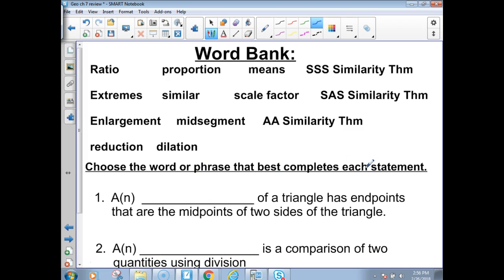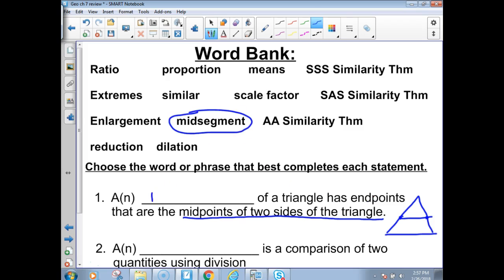Choose the word or phrase that best completes each statement. A blank of a triangle has endpoints that are midpoints of the two sides of the triangle. If it's connecting the midpoints, what is that? All right, Bryce? A mid-segment. Okay. That's a mid-segment. Kind of helps you out with the words.